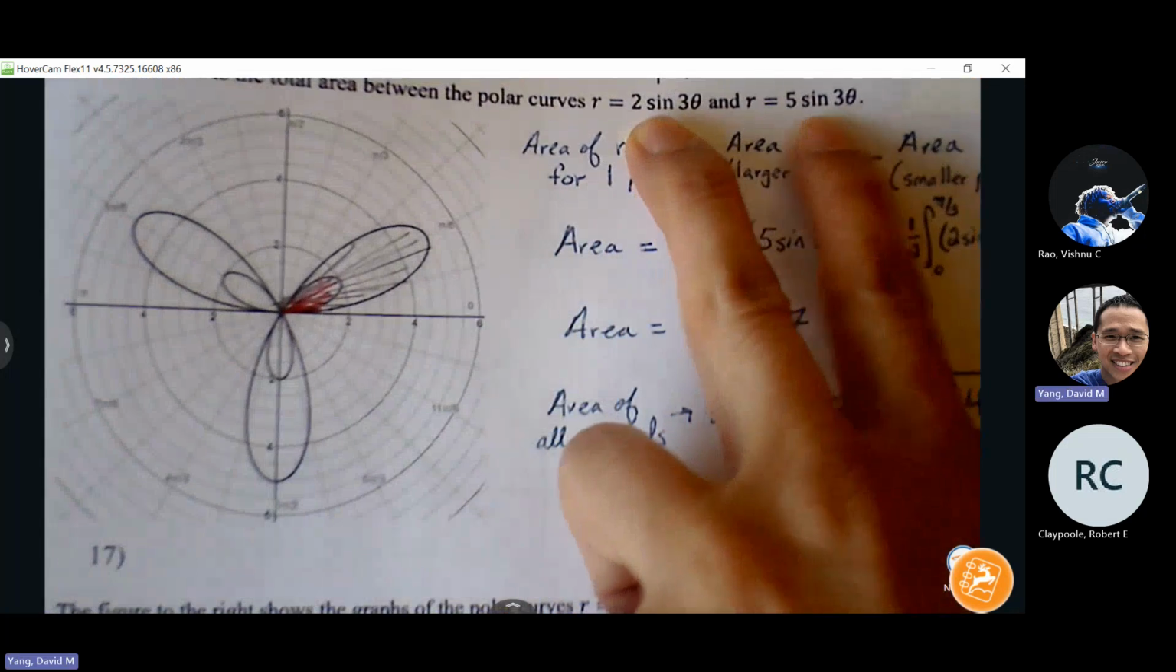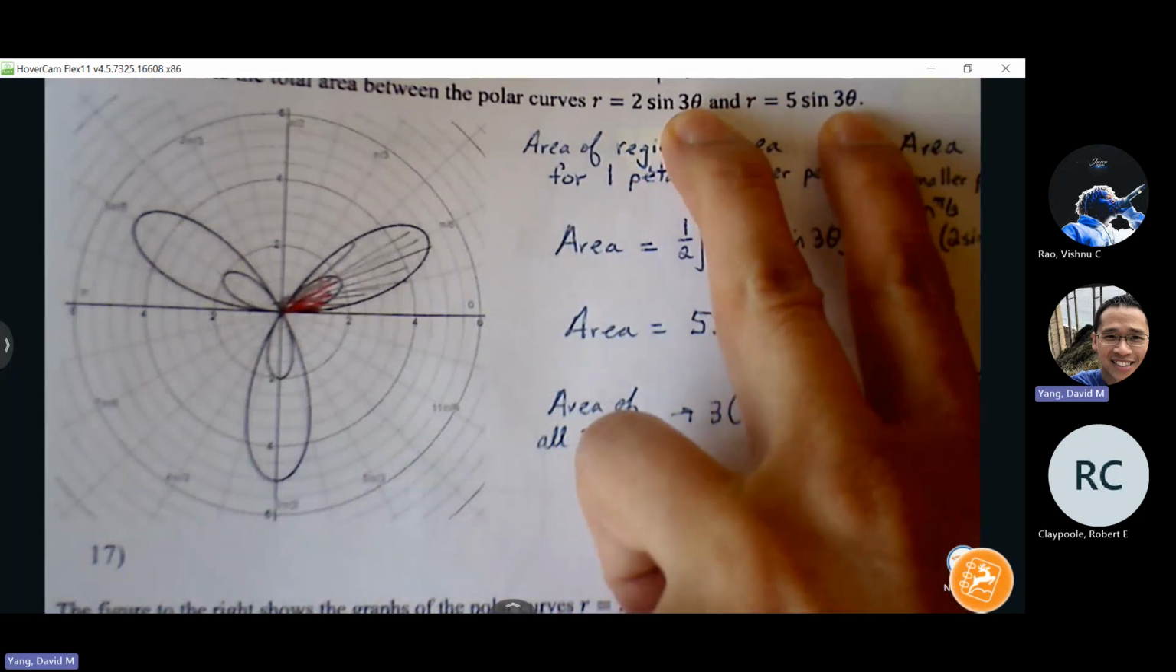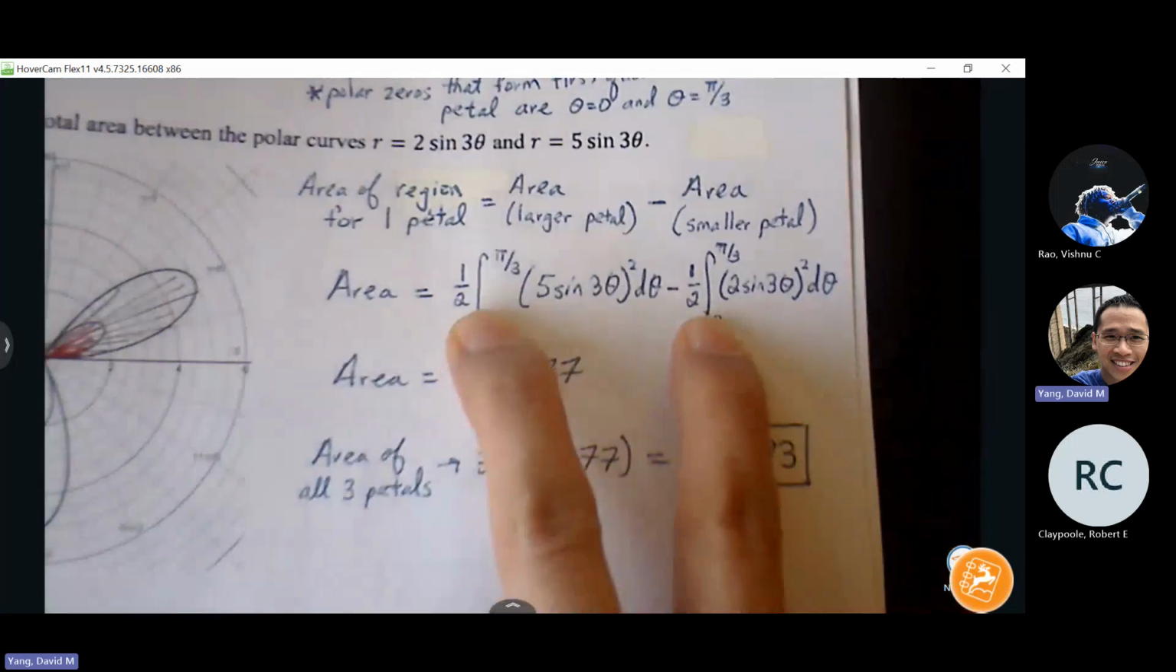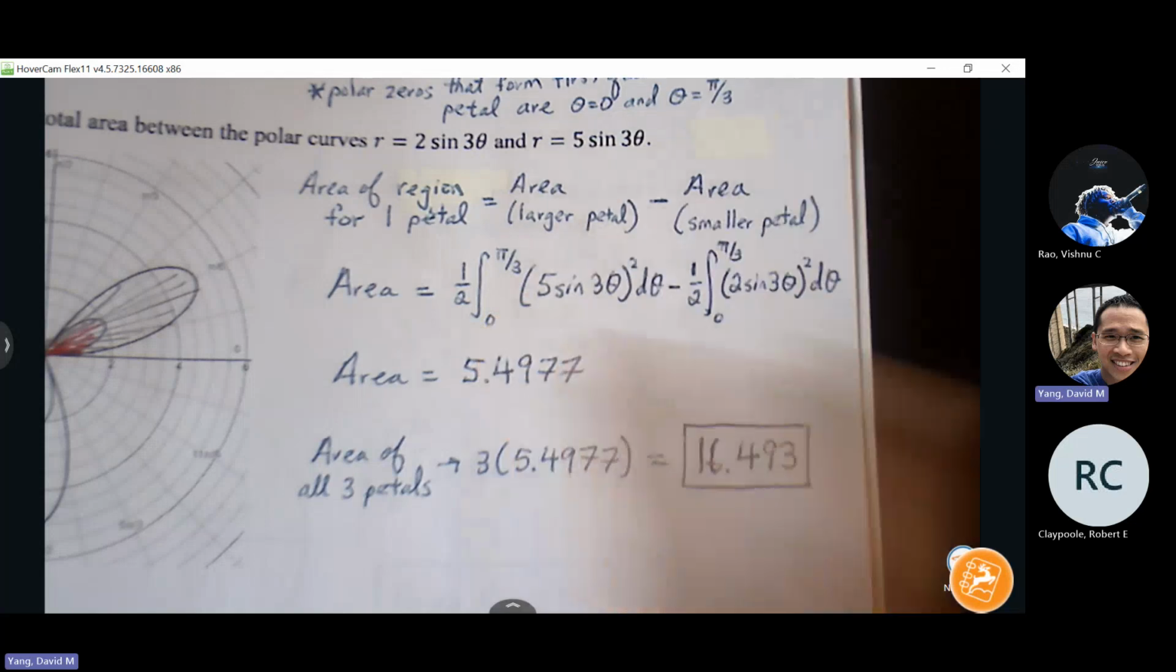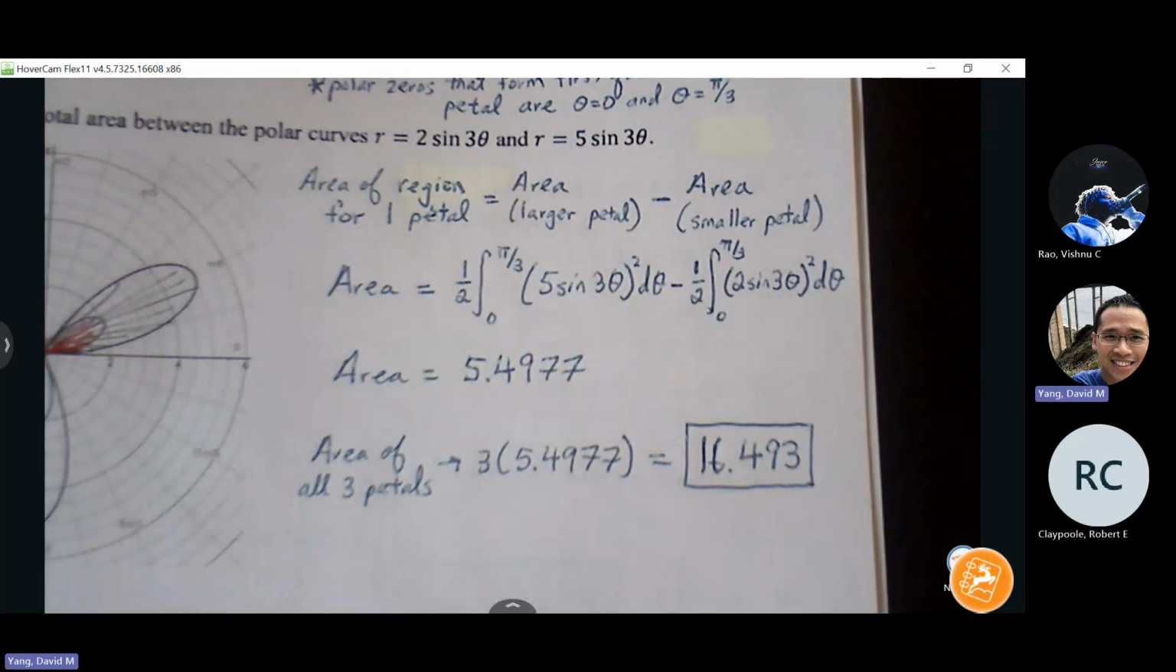Well, they're both sine and they're both odd, and they have the same number of petals, so they're always going to share the same bounds. No, but I'm saying, let's say if you solve for the polar zeros, would that always be the bounds for the individual? Yes, your polar zero will always be the bounds if you want to find one petal or one inner loop. Yeah. Thank you.